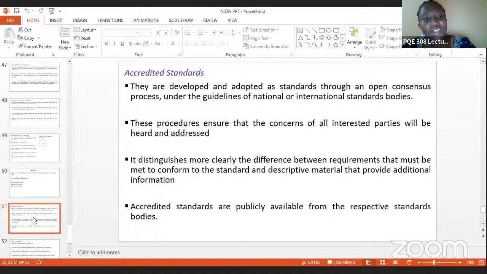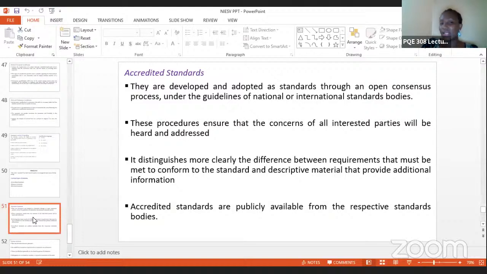Thank you. So the accredited standards are developed, like I said, and adopted as standards through an open consensus process under the guidelines of national or international standard bodies. They didn't just come to be. All concerned parties, all stakeholders, were invited. They brought out their concerns, and all their concerns were heard and addressed.